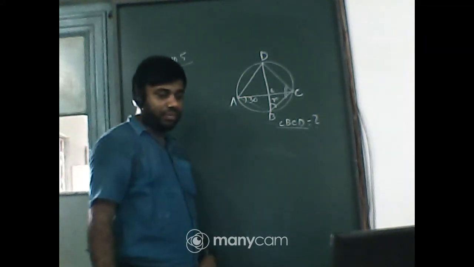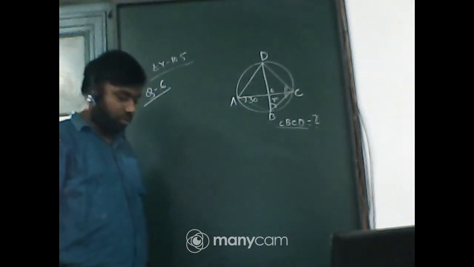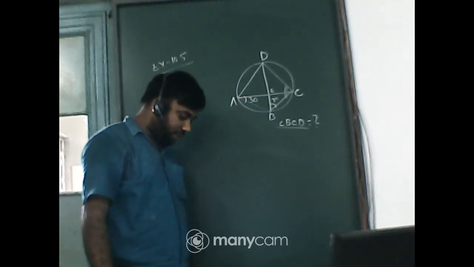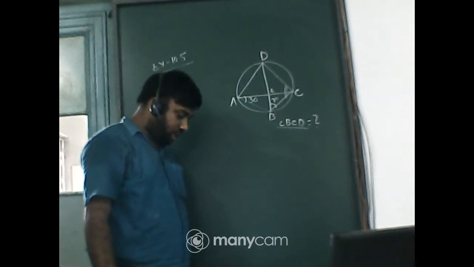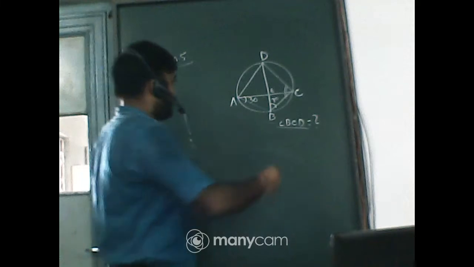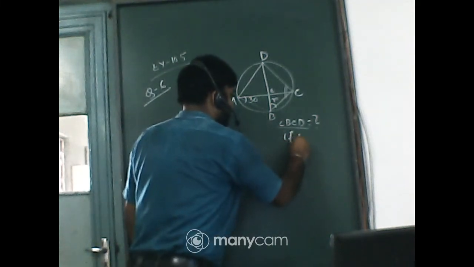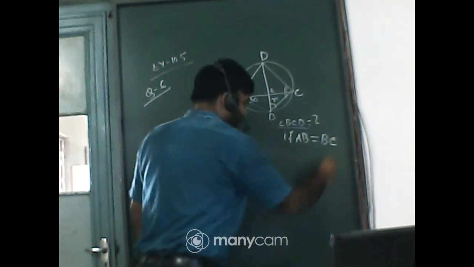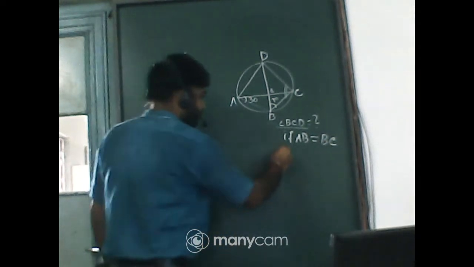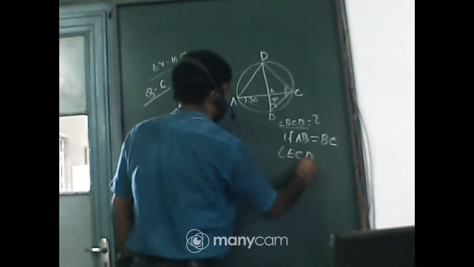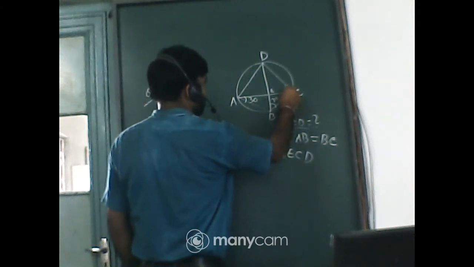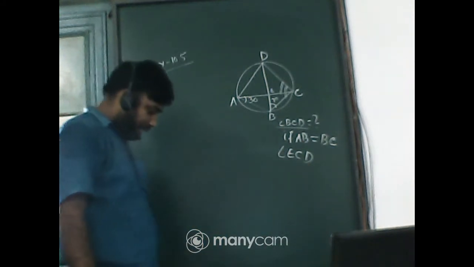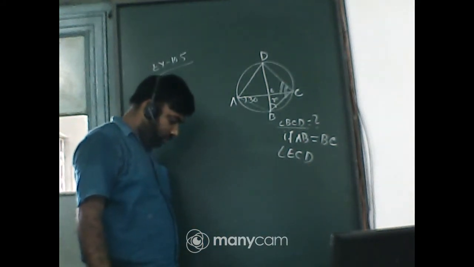Question number 6, Vivek and Riddhita. Solve it quickly, I am giving you 2 minutes for the question. An extra part is also given: if AB equal to BC, then find angle ECD. So first BCD, then ECD.